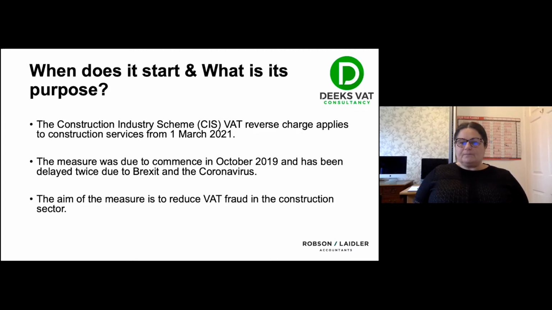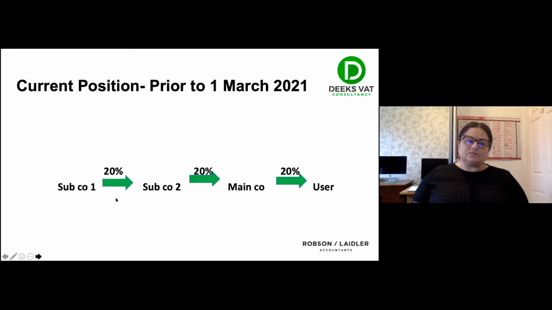So HMRC feel that there's a need to bring in such type of anti-avoidance legislation and to prevent this fraud by bringing in this reverse charge. So the current position is if you're a subcontractor and you provide construction services to another subcontractor, you would normally just charge VAT in the normal way.